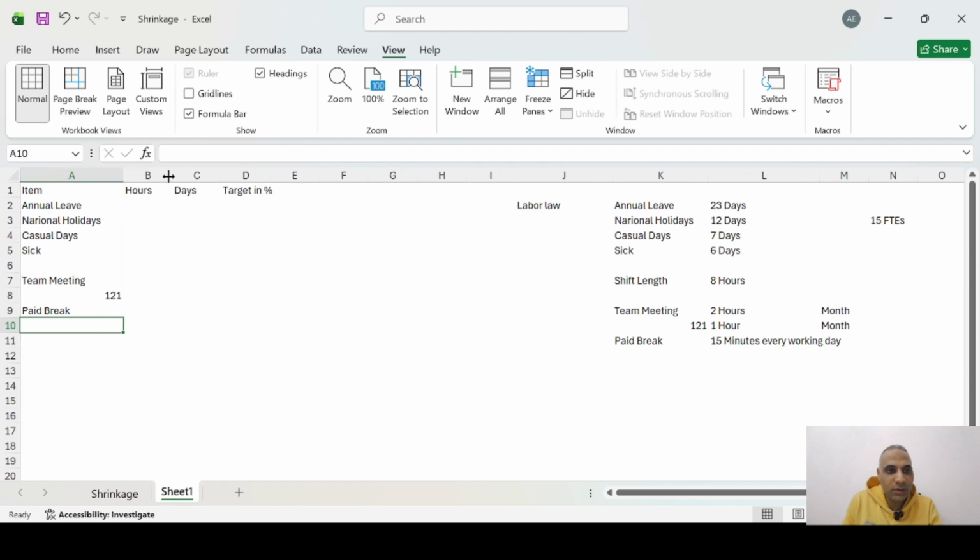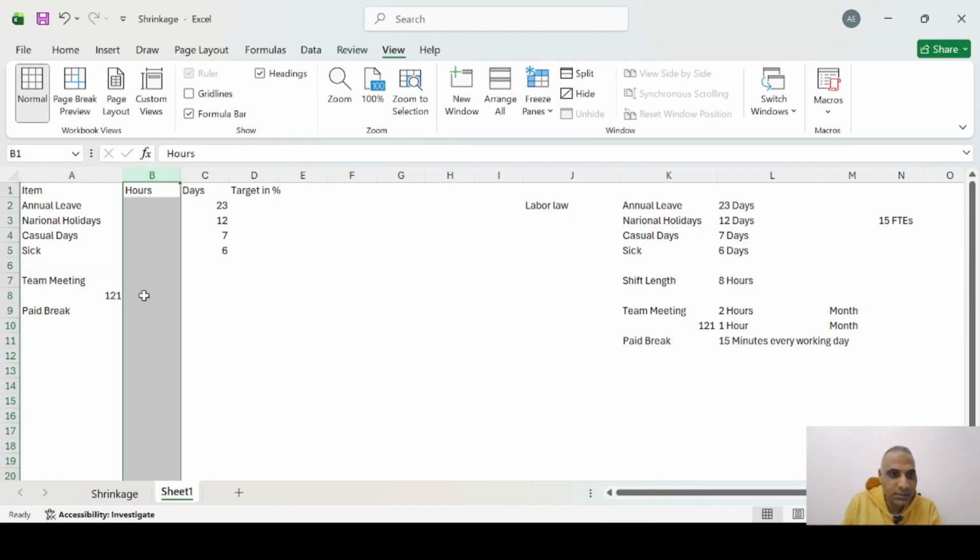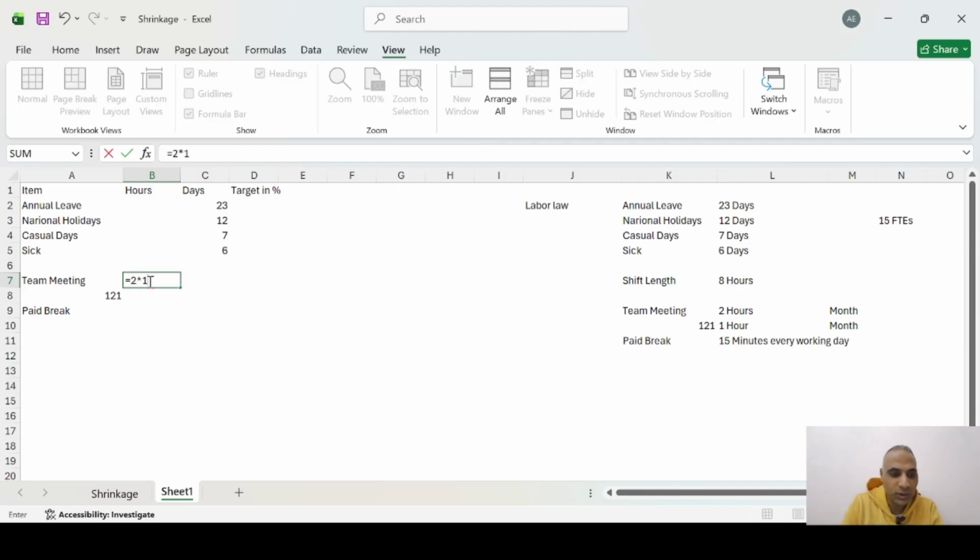Great. Let's do our calculations first. They said the annual days are 23, and we have the national holidays, which is 12 days, casual for 7 days, and finally the sick 6 days. Team meeting, they wanted the team meeting. Oh, we have hours here. That's brilliant. Team meeting, 2 hours exactly. So 2 hours times 12 months equal 24 hours. And the 1-to-1, 1 hour multiplied by 12 months equal 12 hours per year.